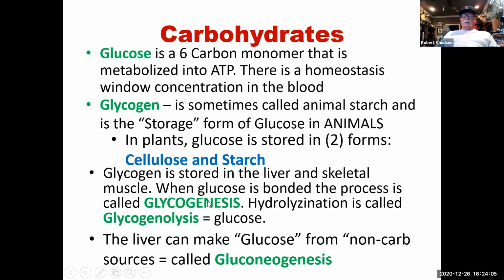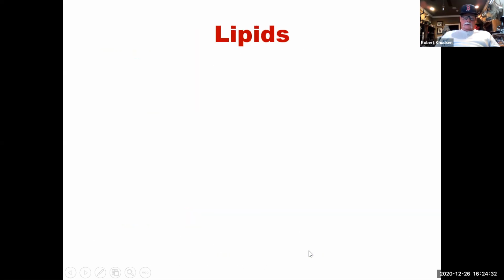Okay. When glucose is bonded, the process is called glycogenesis. Genesis is new glycogen. You're making glycogen. When it's hydrolyzed, broken down, it's called glycogenolysis. See that lysis? So this is anabolic. This is catabolic. You get it? Okay, it says the liver can make glucose from non-carbohydrate structures. That's called gluconeogenesis. Okay, I want to get back to that.